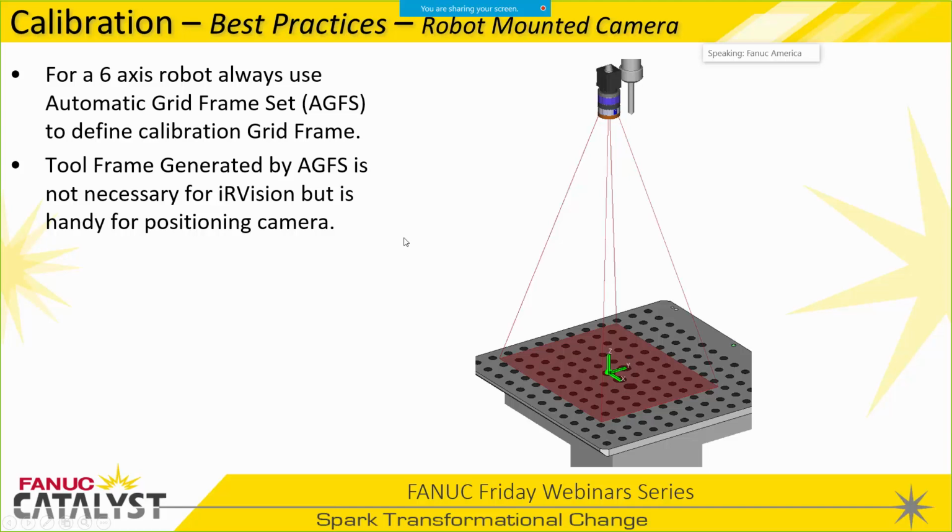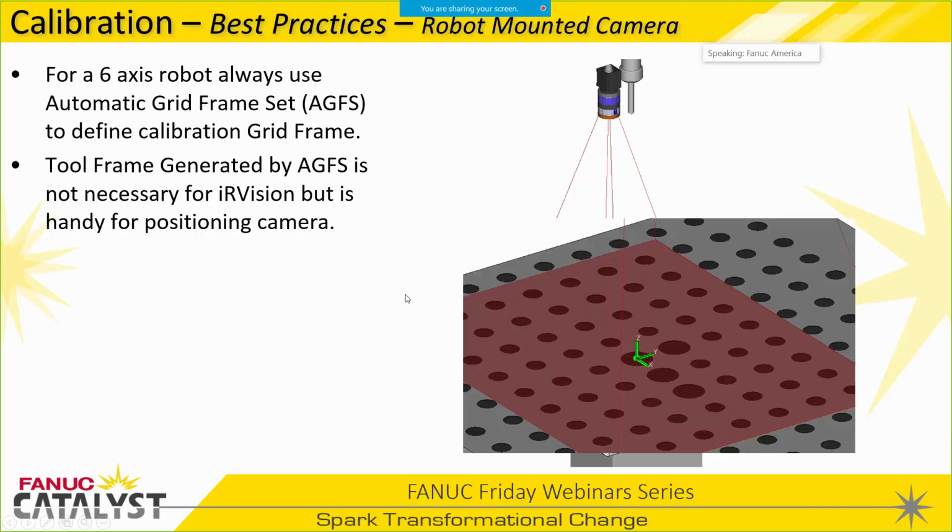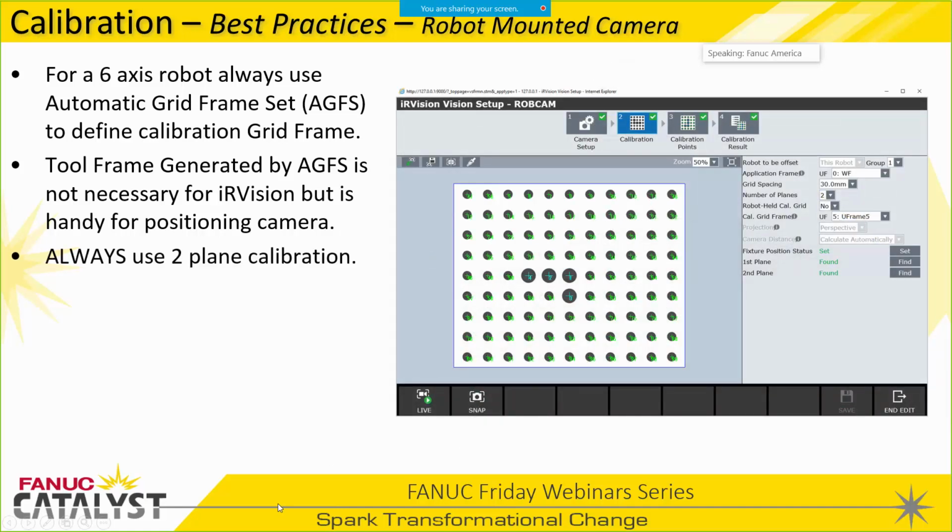Now, you don't need this tool frame for iRVision to work properly, but it does come in handy both in setting up a quick recalibration and in applications that I myself have implemented. It's handy if you have a tool frame you can use with offset positions or calculated positions to move your camera to specific areas in the cell. Again, it's not required, but it does come out of the automatic grid frame set. So there's a close-up of what the orientation of the tool frame looks like when you're done.